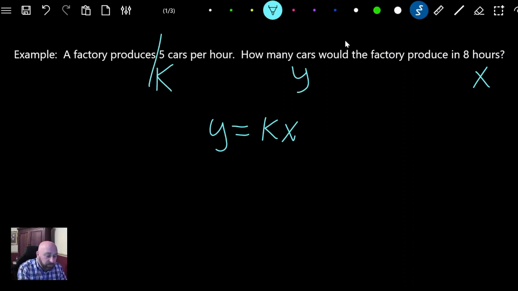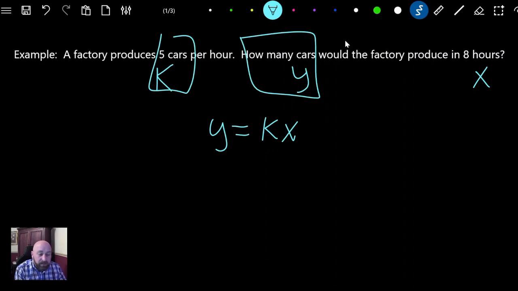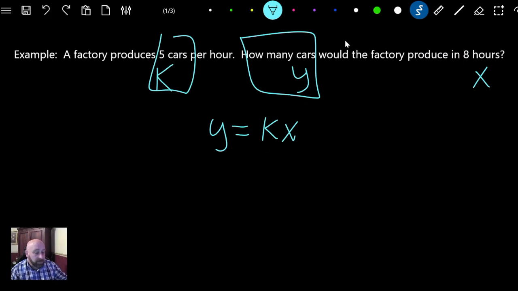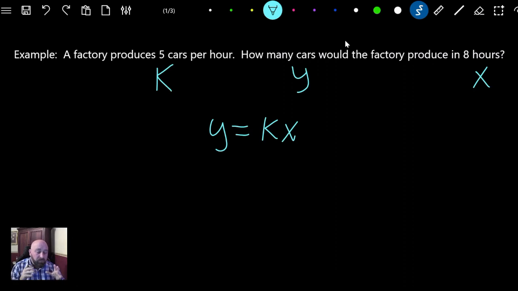Okay. So 5 cars, that's your constant. How many cars? That's your output. That's the answer to the question, in other words. And then our 8 hours is our input. That's how many hours we're going to work in order to see how many total cars that we have. I hope that makes sense. This kind of makes sense and it kind of doesn't as you're learning it. But as soon as you put it together, then it all flows and it all makes sense.